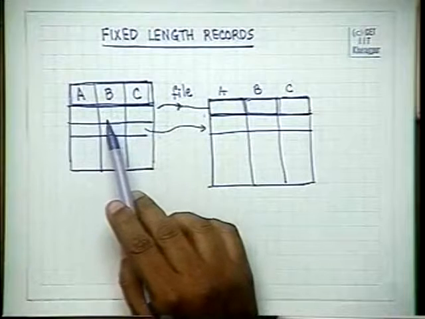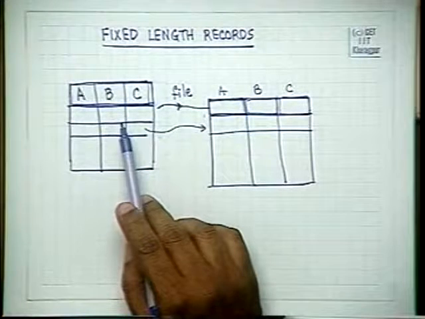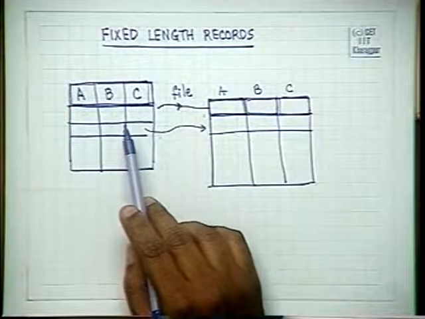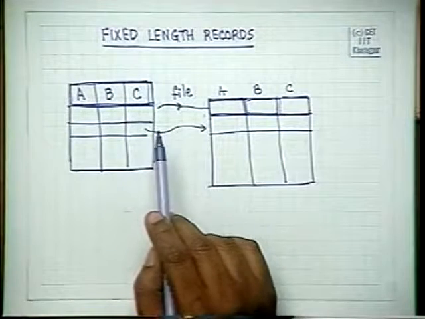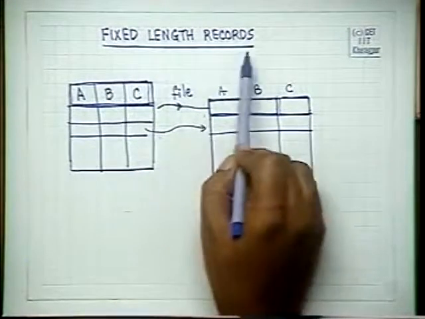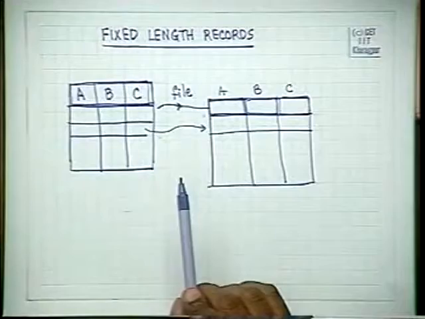In general, we will try to have records where each record should be estimated to be smaller than the size of a block. That is when we really discuss fixed length records.